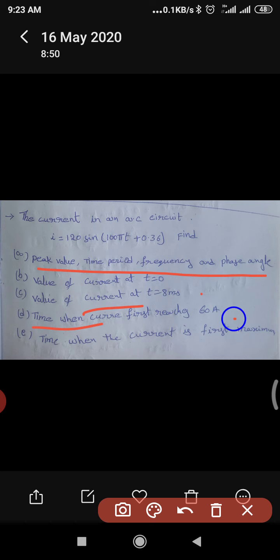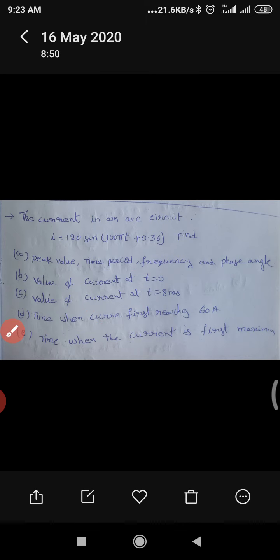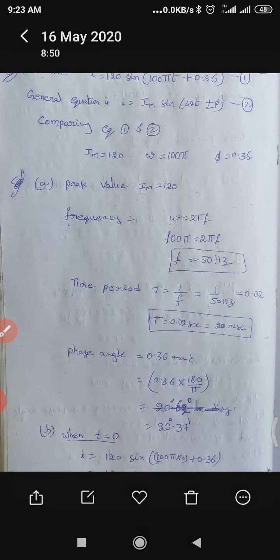Here current is given, we have to calculate the time. And the last one is the time taken when current is first maximum, that means nothing but Im. So here, time taken to reach its maximum value. So let us see how to solve this problem.